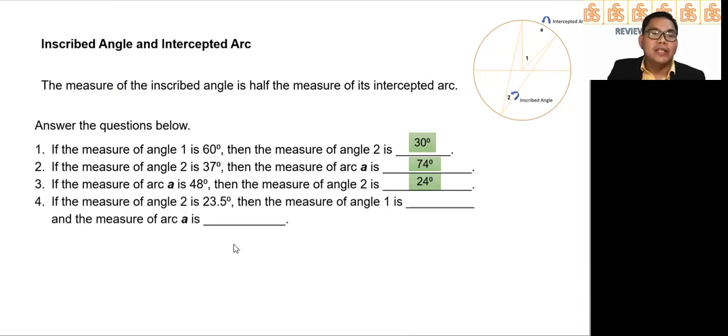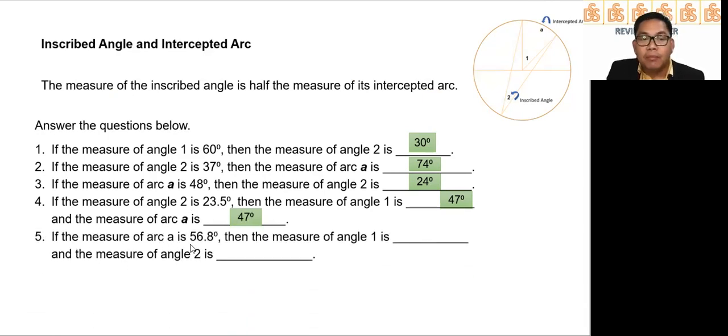How about this one? If the measure of angle 2 is 23.5, then the measurement of angle 1 is... just double it, since arc A is the same as angle 1. 23.5 times 2 is 47 degrees. How about number 5? If the measure of arc A is 56.8, then the measurement of angle 1 is also 56.8, because it is a central angle. How about angle 2? Just get half of it. Half of 56 is 28, and half of 0.8 is 0.4. Therefore, it is 28.4 degrees.